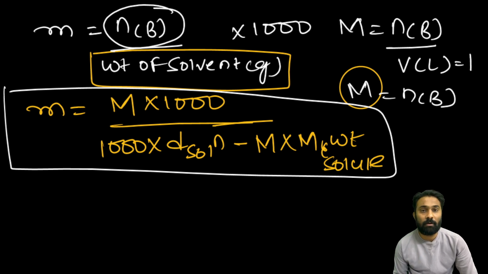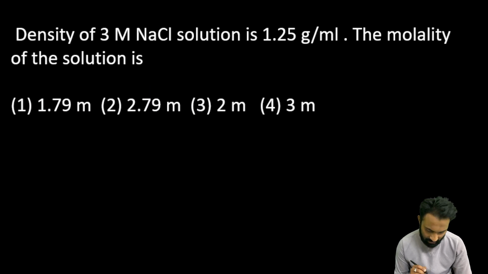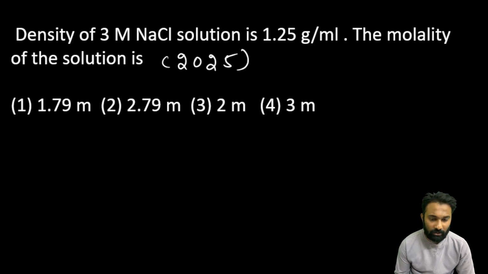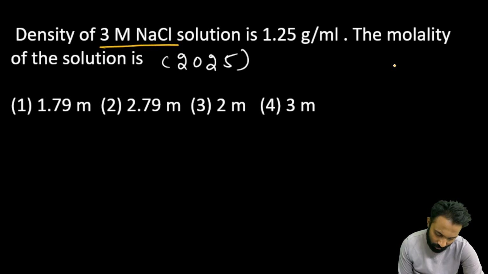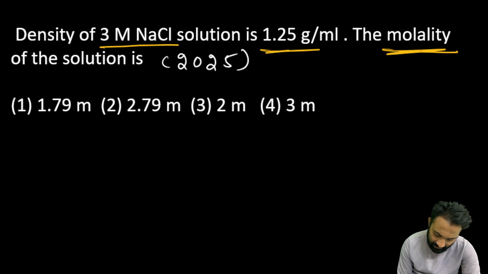Based on this formula only, in 2025 in JEE Mains we got one question. So what is that question? Now we'll see. This is the JEE Mains 2025 question based on that formula only. So instead of the expanded formula, use that formula directly. Molarity of 3 mole NaCl they have given, and they are asking the molality. And the density they have given.